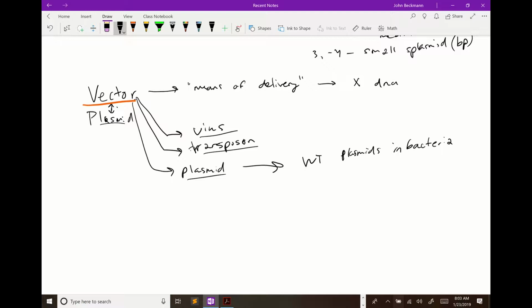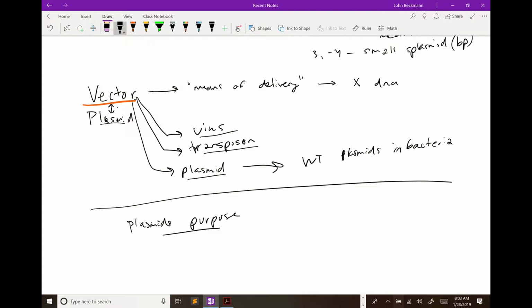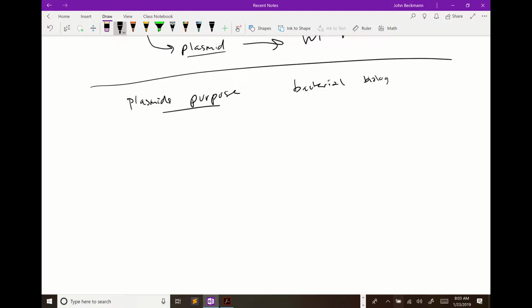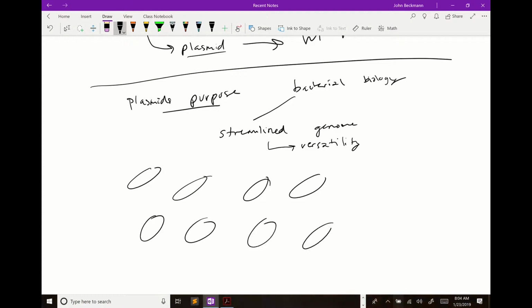What's the purpose of plasmids? So when you look at bacterial biology, we talked about how they have streamlined genomes. But a big part of bacterial biology is also trying to maintain versatility, right? And if you have a bigger genome, you're more versatile. But there's kind of a catch. If you want to streamline your genome, but yet you also want to be versatile, you could have a population of bacteria. So imagine you have a population.